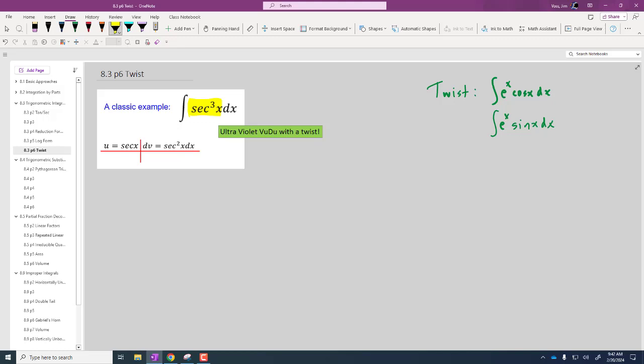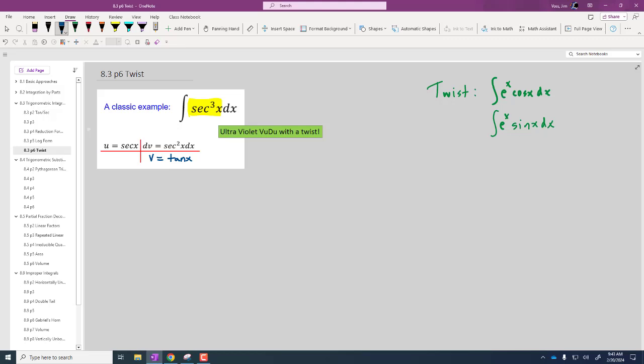And so when we look at secant cubed, there's only a couple of ways we could treat it. We could treat it as secant times secant squared. We could treat it as secant squared times secant. There's not a lot of ways to break up that secant cubed. And what we know is that the biggest chunk there, the most complex chunk that's easily integrable, is if we put the secant squared with dv. Because we know that the integral of secant squared is tangent. So if we integrate this, we're going to get tangent right there.